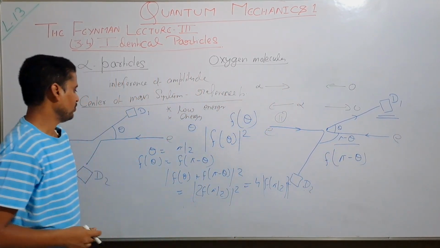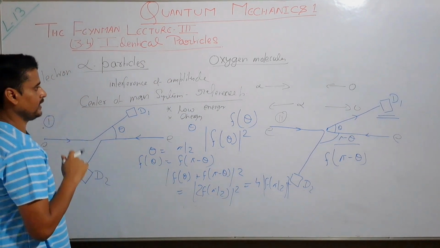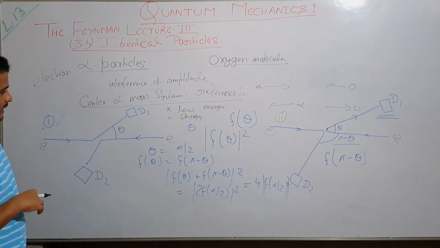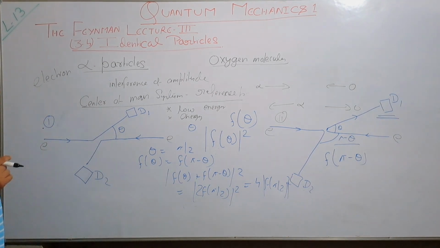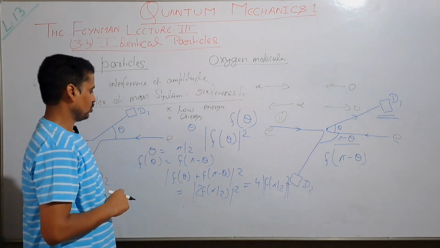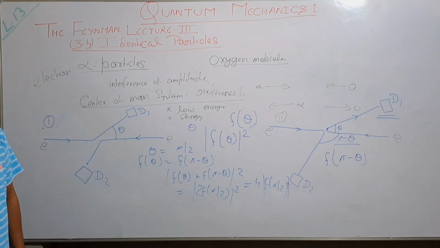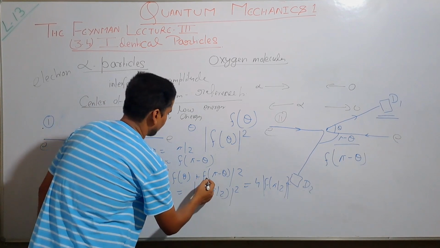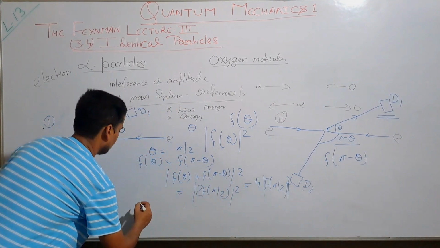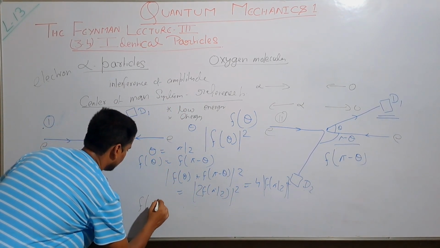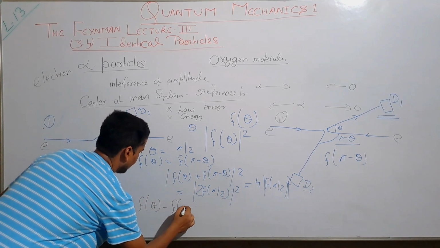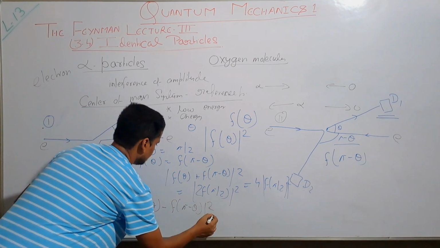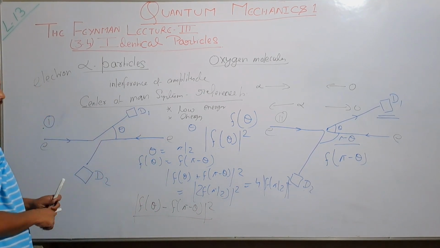Then what will be the probability of getting an electron at detector D1? In that case there is a negative interference of amplitude, so simply we have to exchange the sign. It means instead of (f(theta) + f(pi minus theta)) whole squared, we can use (f(theta) minus f(pi minus theta)) whole squared. This is the probability amplitude.